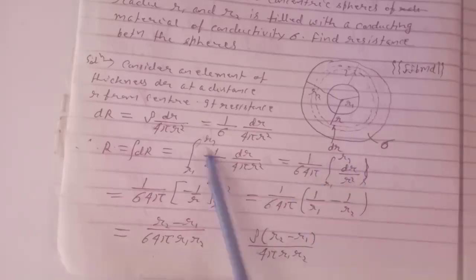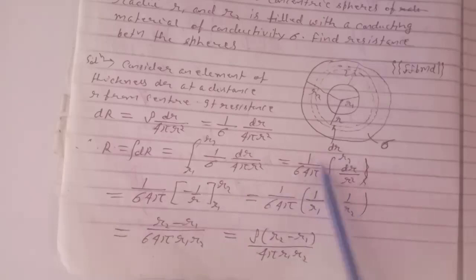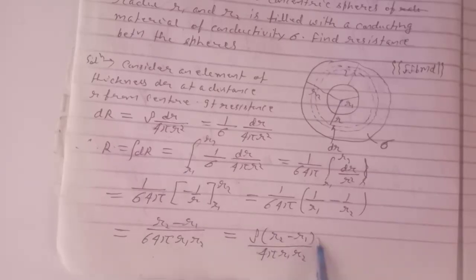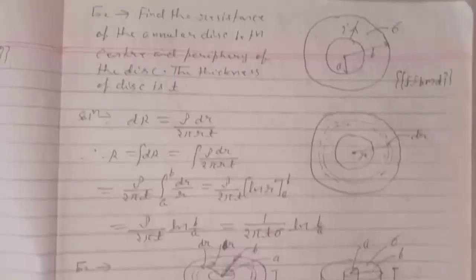So the integral from r1 to r2 of 1 by sigma dr by 4 pi r square, where 1 by sigma 4 pi we have taken common, and the integration of dr by r square from r1 to r2. Now the integration of dr by r square is minus 1 by r, so it will be 1 by (sigma 4 pi) into (1 by r1 minus 1 by r2), which equals (r2 minus r1) by (sigma 4 pi r1 r2). Since 1 by sigma is equal to rho, it is rho into (r2 minus r1) by (4 pi r1 r2). So this is the answer, the final value of resistance. Next question.